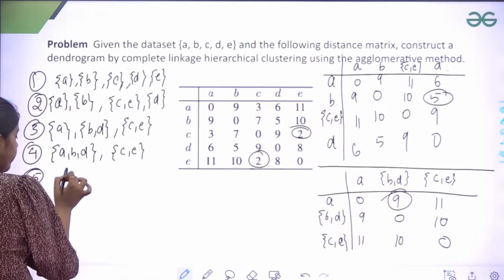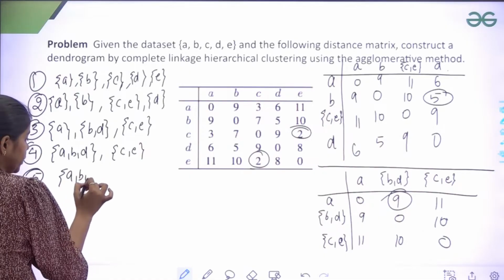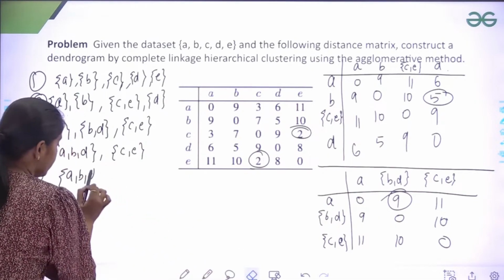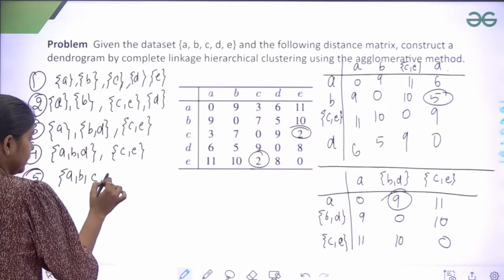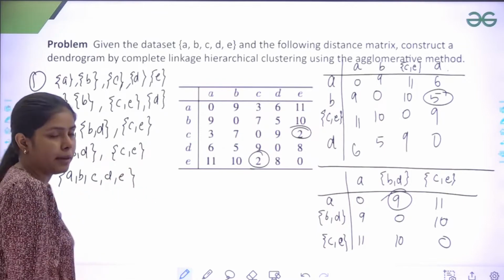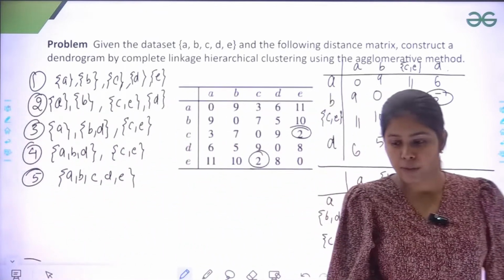Now I can write down the last and final cluster, that is A, B, C, D, E, because I'll combine the remaining two clusters. So that's how we got the clusters.